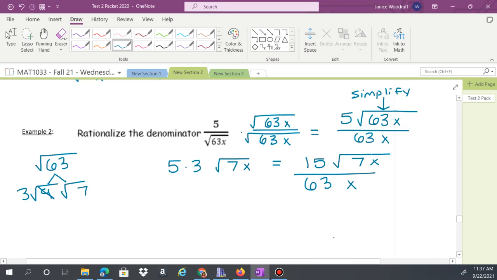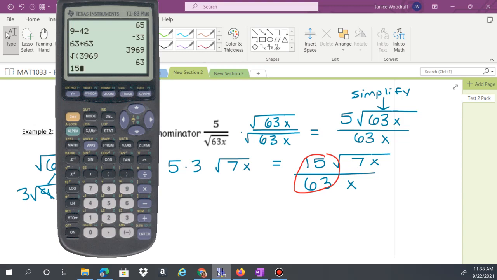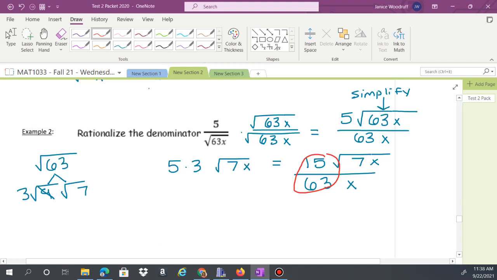Now, is that fully simplified? What do we want to do here? Yeah, couldn't I take these? This is just a normal fraction, 15 over 63, right? I can reduce that. 15 divided by 3 is 5. 63 divided by 3 is 21. So that's going to give me 5 root 7x over 21x. Now we are fully simplified.